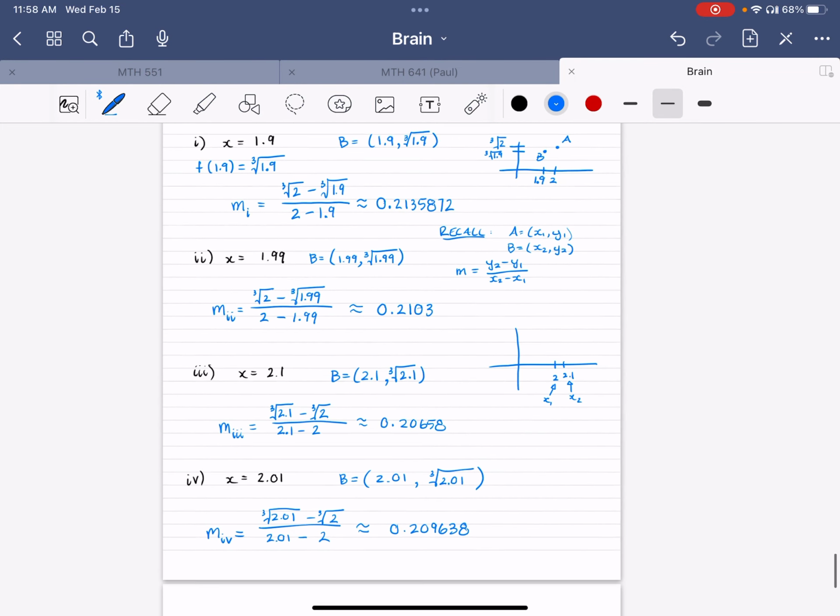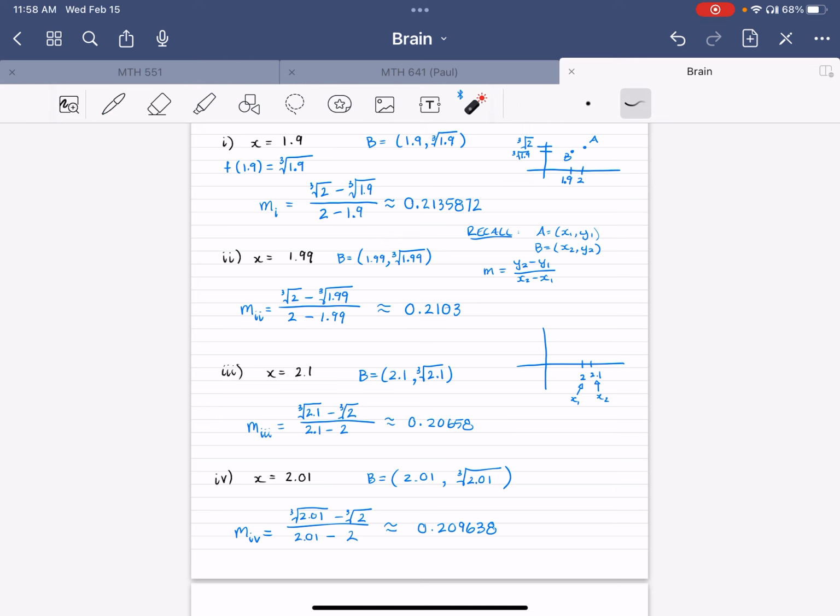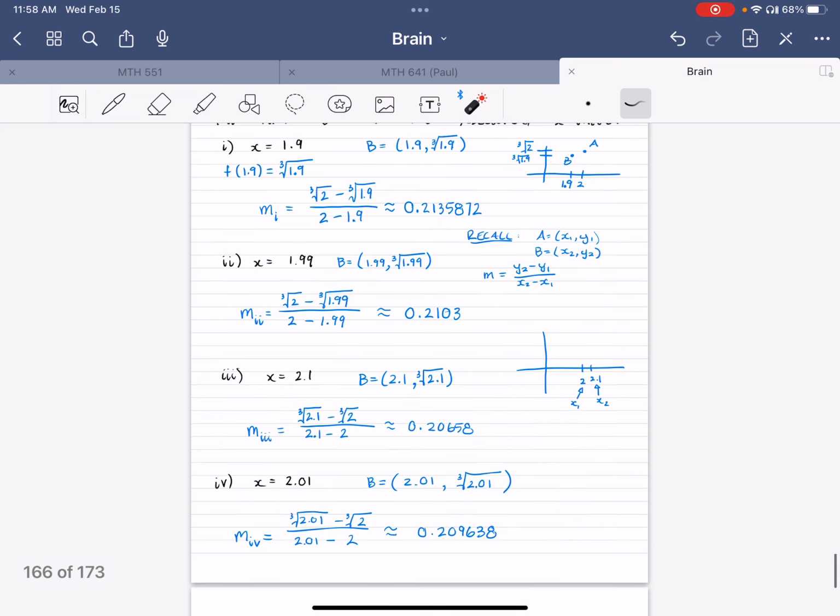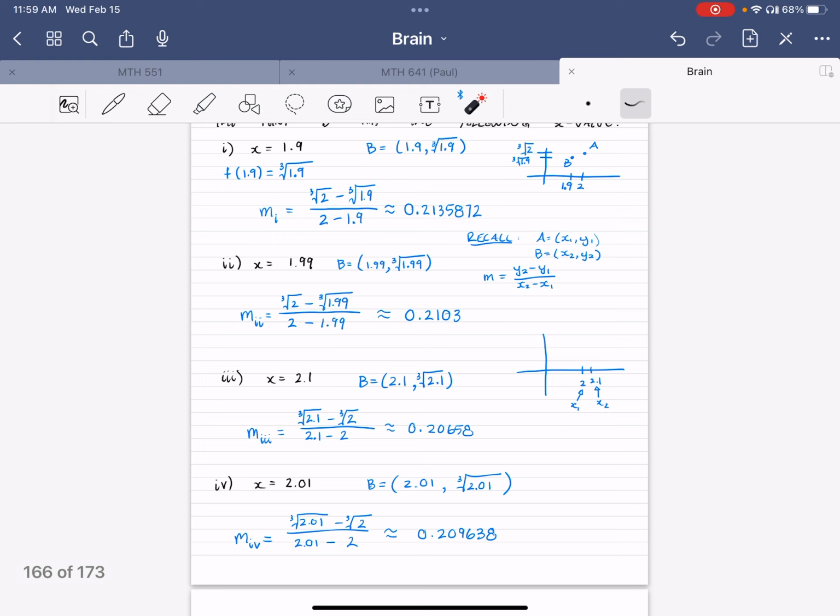Then you'll see another question after this that'll say, what do you conjecture the slope of the actual tangent line to be? And to answer that question, you just look at what these numbers are approaching. It seems to be that these are approaching 0.21. I'm sure that's not completely accurate, but maybe I would accept that as an answer, 0.21. This is getting closer to that, and this is getting to 0.21. All right.